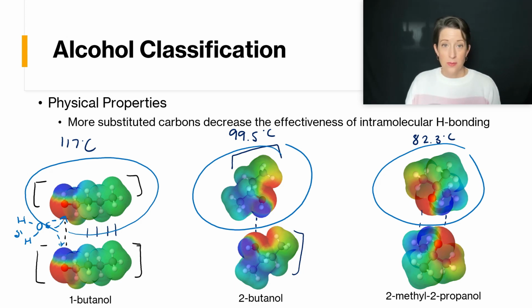So 1-butanol is classified as slightly soluble, 2-butanol is soluble, and 2-methyl-2-propanol is miscible. They all have the same number of carbons and hydrogens. They are isomers, but they are structured differently, which changes their interactions. And so that's how we can use alcohol classification to help us predict physical properties.